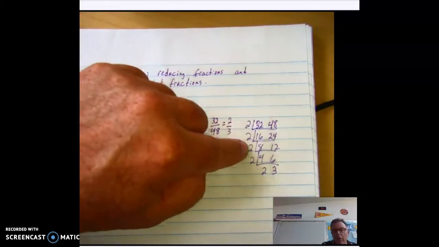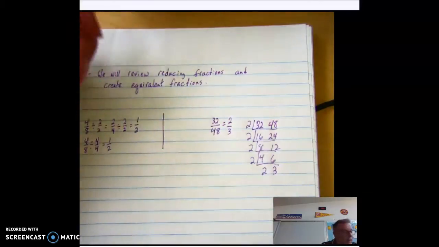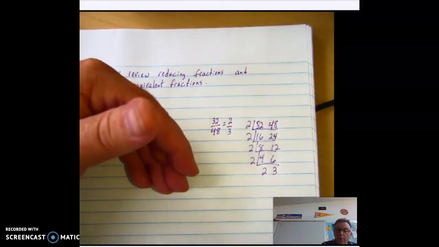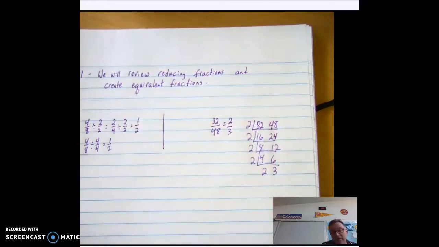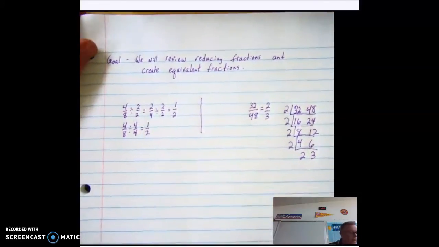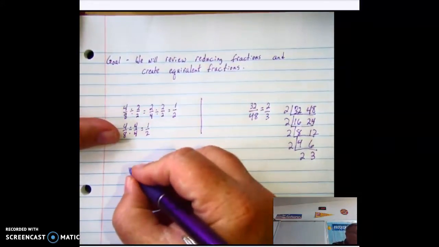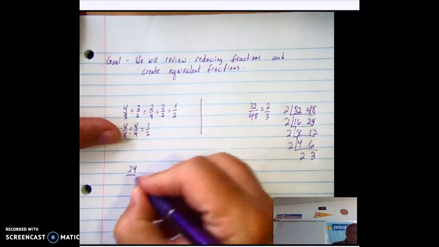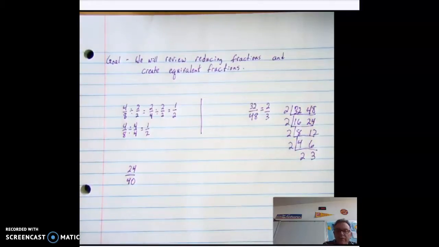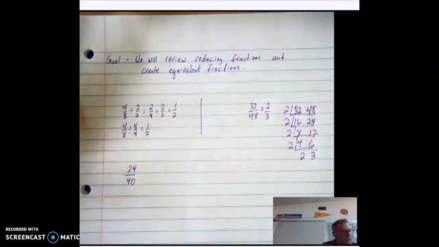Now you could have used all 2's like we did on here. I see other numbers that would have worked. You could have used 8. You could have used 4. You could have even used 16 if you were thinking big. So let's try another one. Let's say that we have 24/40. So since this is review, I'm going to give you an opportunity to solve it on your own. Use the decomposing box, use common factors. Let's see how small you can make 24/40.